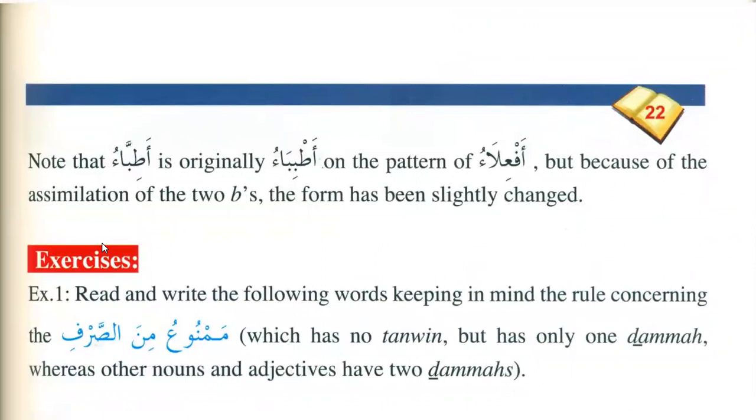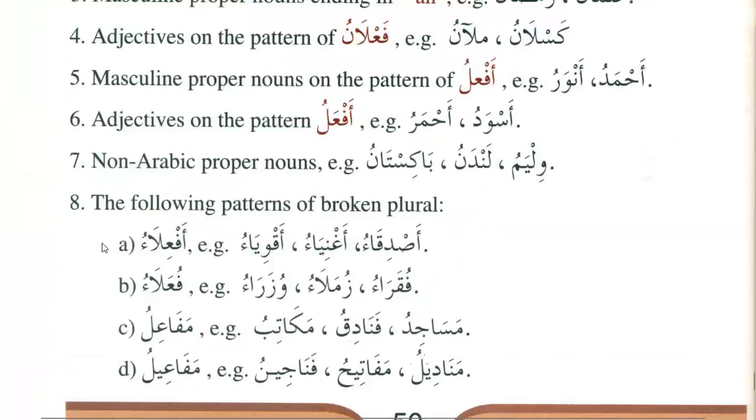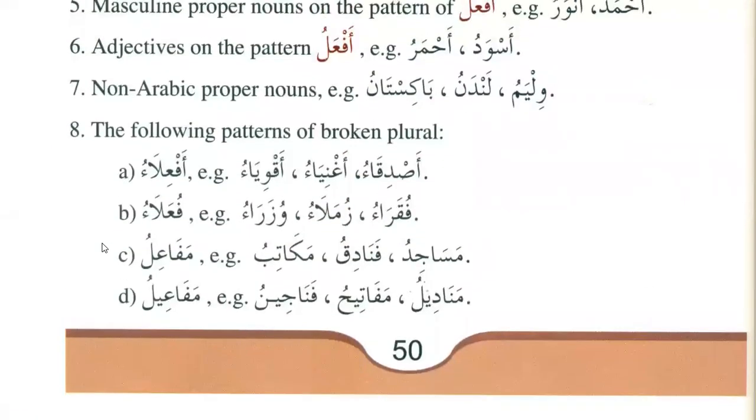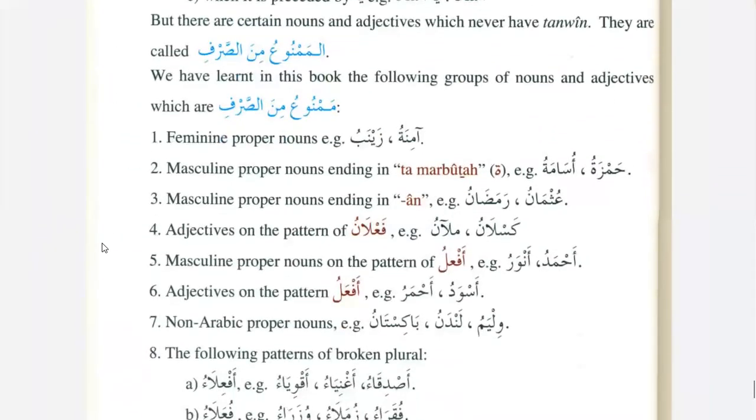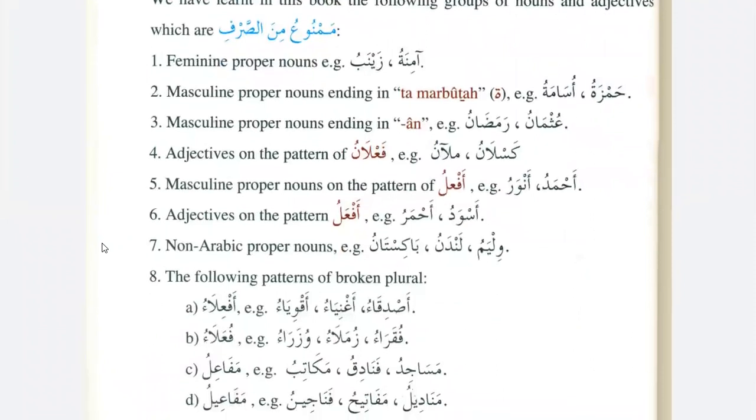Read the note. Note that ashidda'u is originally on the pattern of af'ilau, but because of the assimilation of the two d's, the form has been slightly changed. These are the eleven types of nouns in which we cannot use tanween. And you need to memorize all of them, okay?